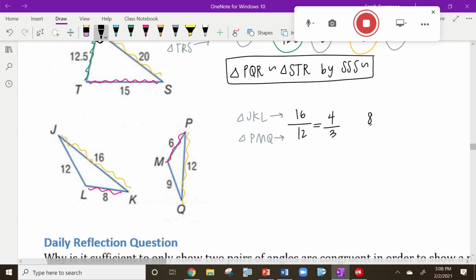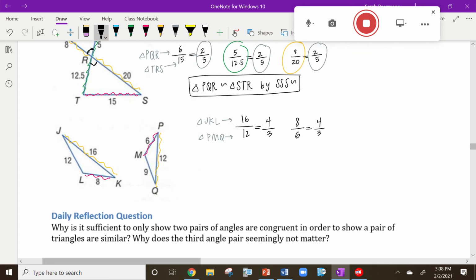Now let's check the pink sides, LK and MP. So I have triangle JKL in the numerator, PMQ in the denominator. They're both divisible by 2. And that does give me the same ratio again. So I guess right so far, I think. Let's check this last pair of sides. So we have triangle JKL in the numerator, PMQ in the denominator. That is both divisible by 3. It gives me a fraction 4/3. And that's nice. They all have the same ratio, which means that the triangles are similar.